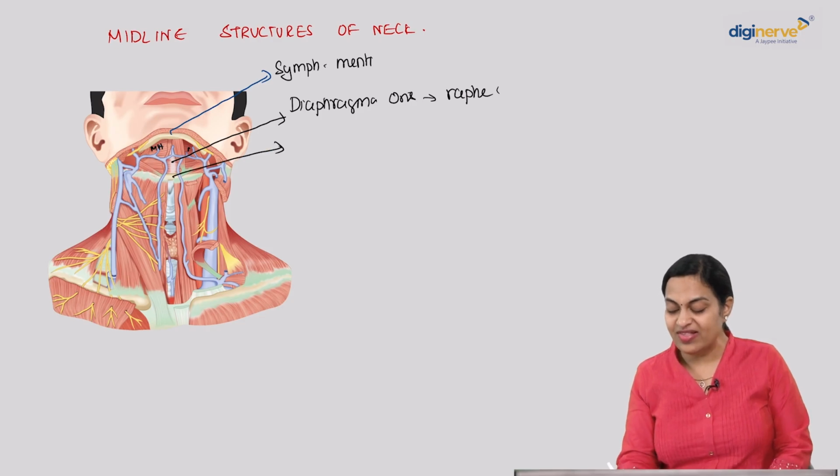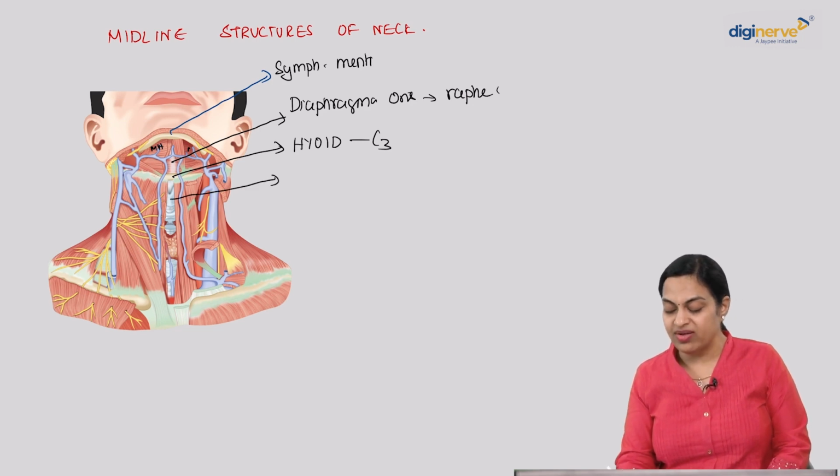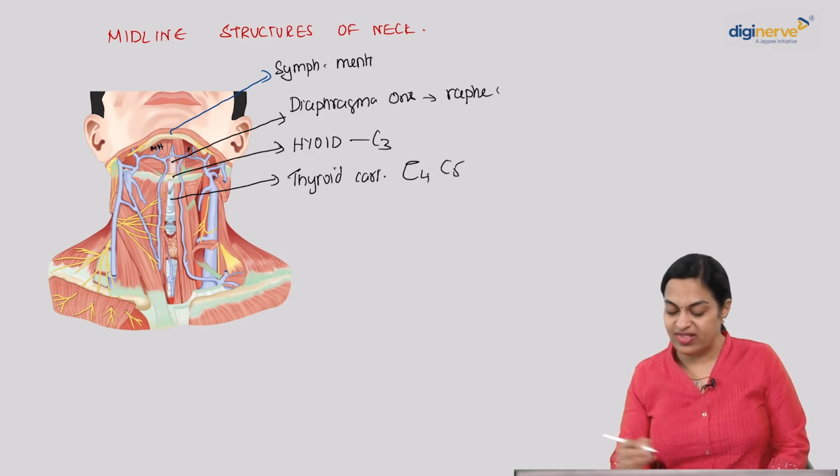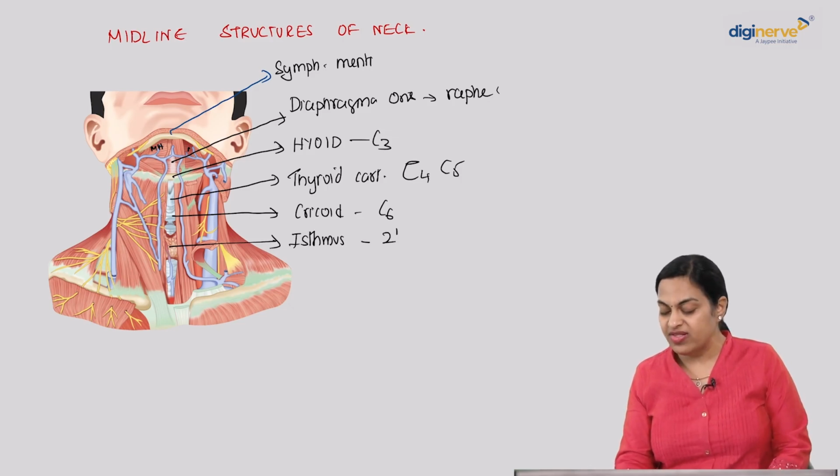And this is the hyoid bone. Can you tell me what is its vertebral level? C3. Below that, we can see the thyroid cartilage. Vertebral level of the thyroid cartilage, C4 and C5. And this is the cricoid cartilage, vertebral level, C6. Then we see the trachea. The isthmus, can you tell me what is its posterior relation? It sits over the second, third and fourth tracheal rings, isn't it?